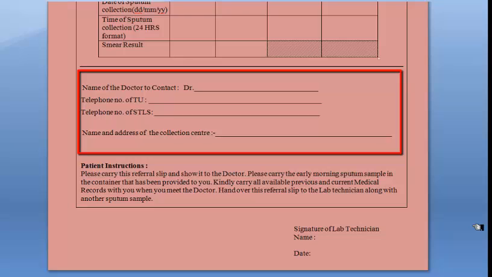The DMC LT shall also write the address of the TB unit or collection center if the referring DMC is not located in the same TB unit. This process is important to ensure that patient is aware of where to go next and whom to meet and avoid loss of patients for study intake.